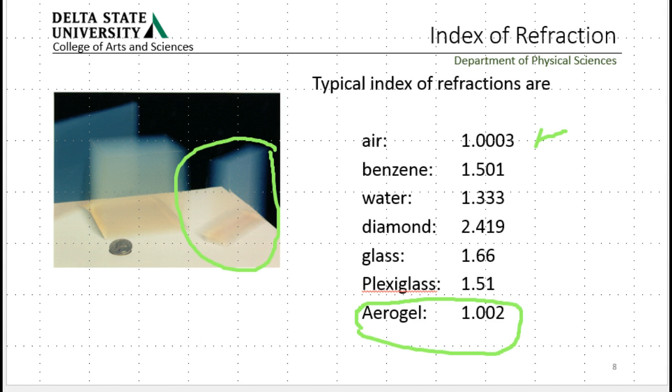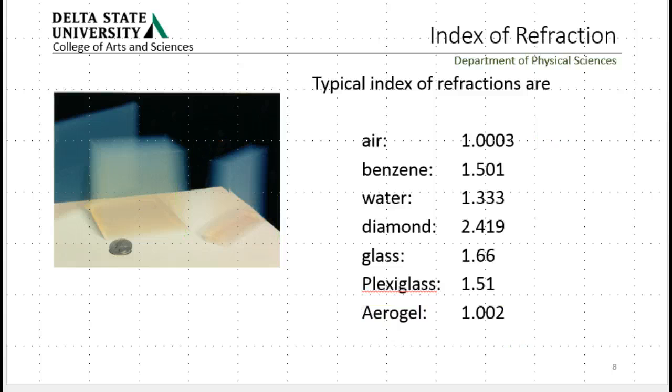So, aerogel is pretty cool stuff. It's also a fabulous insulator. It just happens to be expensive.